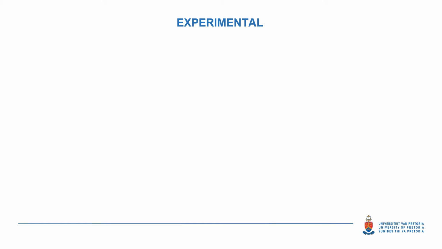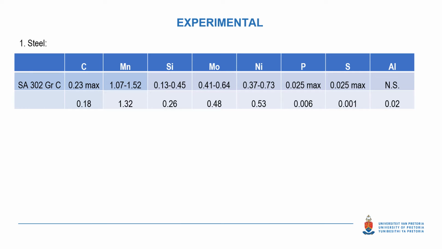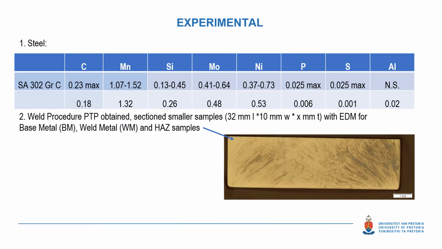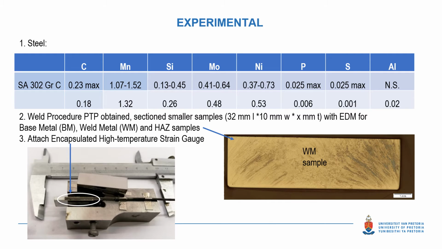The steel we used was a typical carbon half moly steel as shown. The heat treatment was normalized and tempered, and a weldment was investigated. This was a production test plate from a weld qualification procedure. Smaller samples with the dimensions given were sectioned from the weld using EDM, as well as from the HAZ and base metal. The samples were fastened in a jig, and the high temperature strain gauge was then welded onto the samples using precision capacitance discharge spot welding.